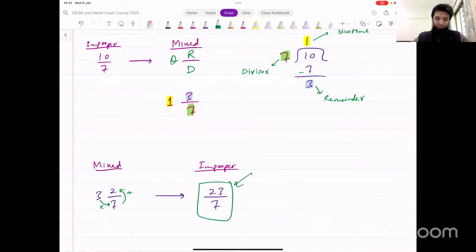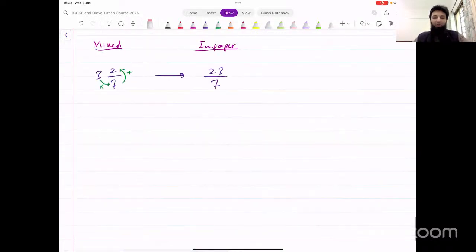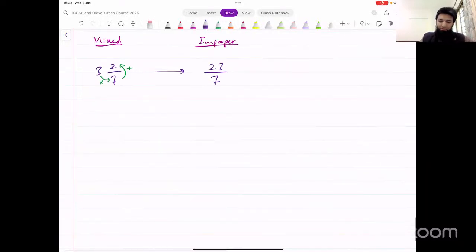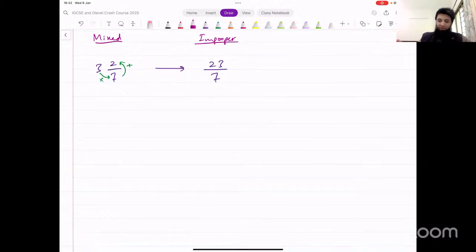Okay. So if you have mixed form, you first of all convert to improper form, and then you apply any operations on that. All right. Now, there's just one more thing that you need to know about fractions at this point, and that is that sometimes you have decimals in fractions as well.